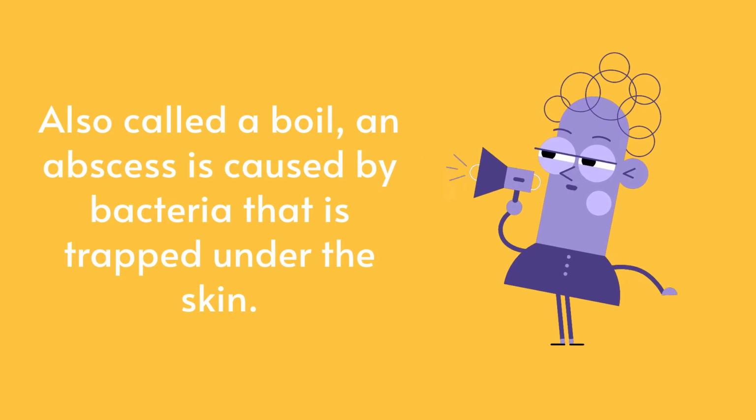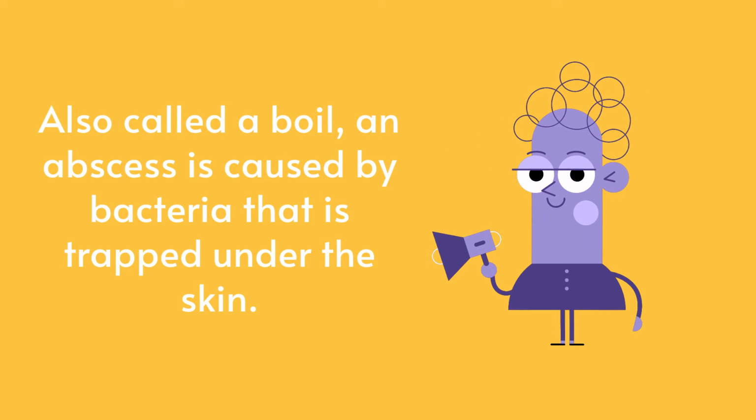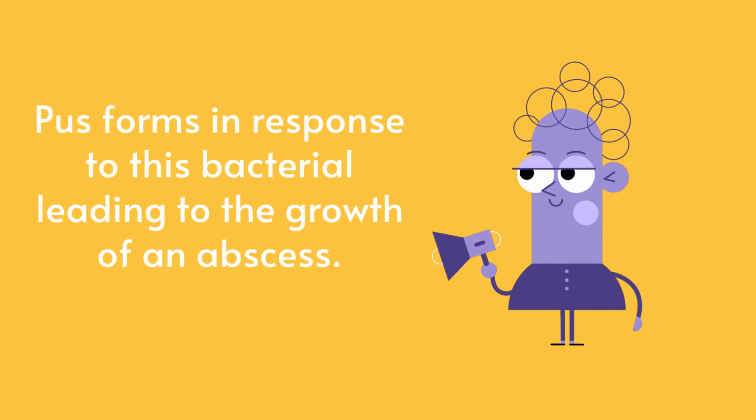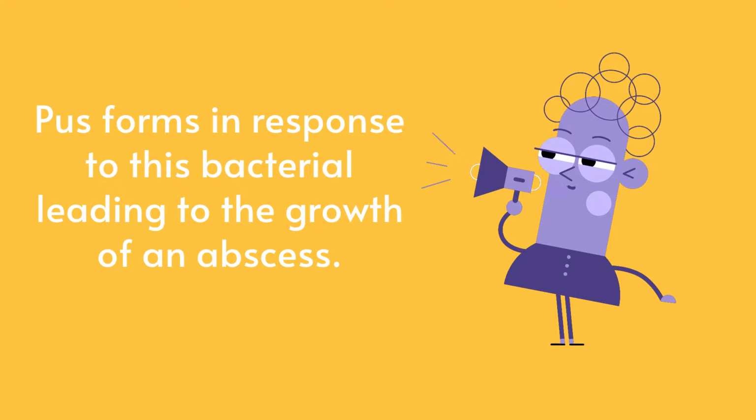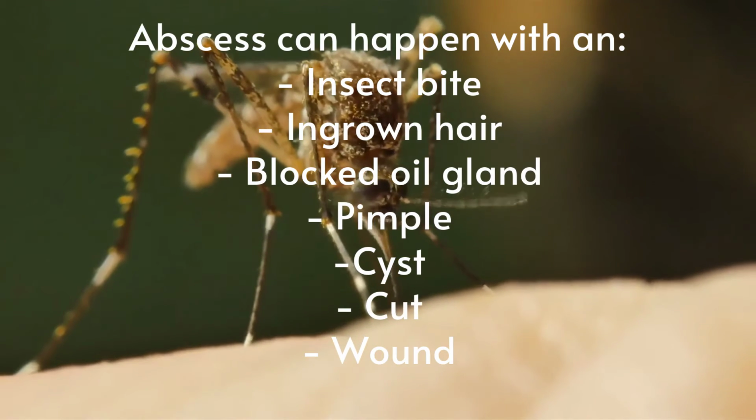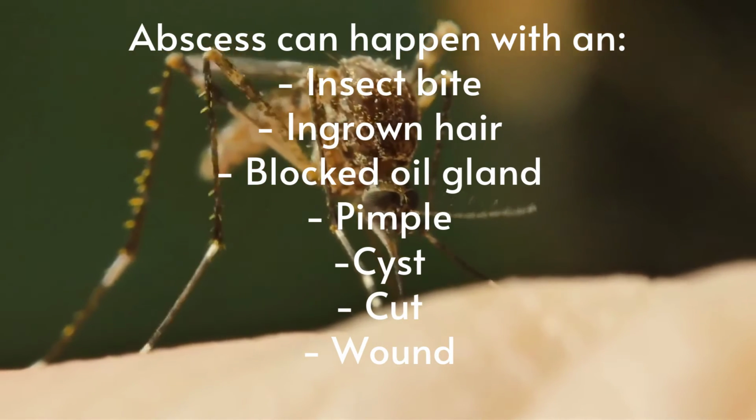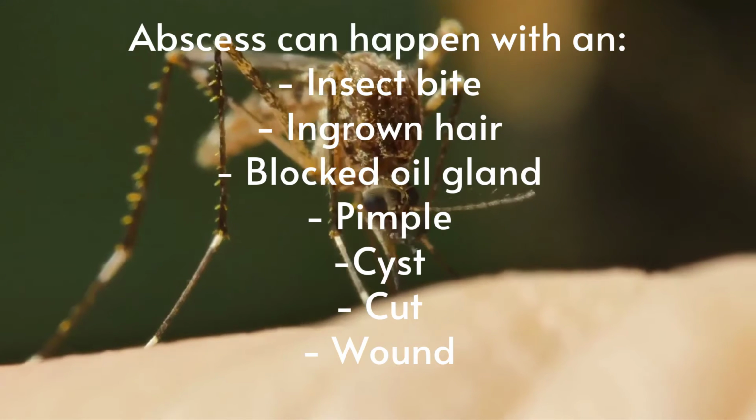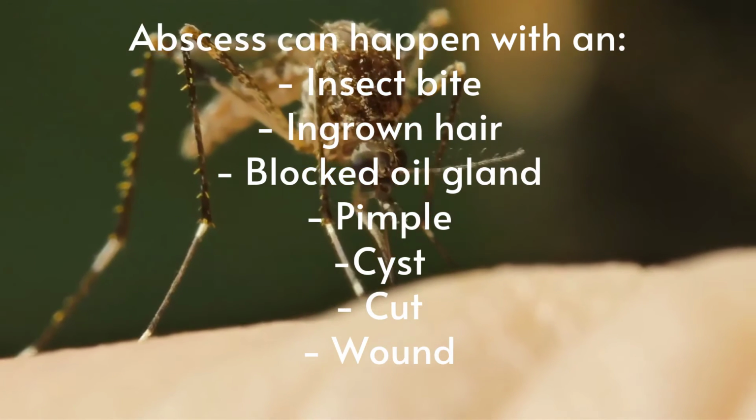Sometimes called a boil, an abscess happens when bacteria gets trapped under your skin and starts to grow. Pus forms as the body responds to the bacteria. Bacteria can get in under your skin after an insect bite, ingrown hair, blocked oil gland, pimple, cyst, cut, or any type of puncture wound.